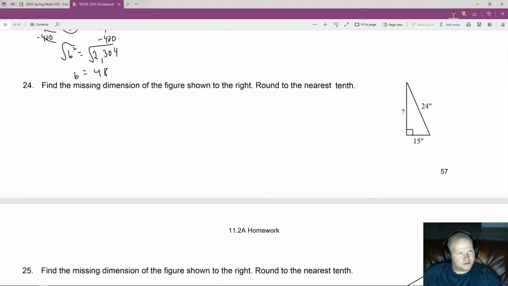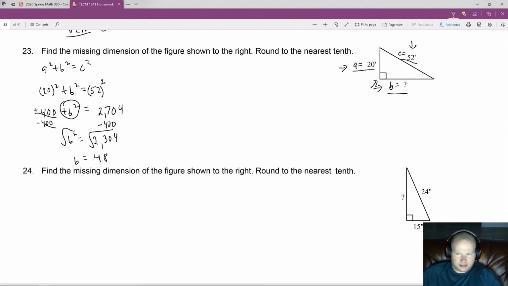Next, we have number 24, which is another right triangle. You can tell because of the little right triangle square in the corner. So that means a is unknown. We can say b is equal to 15, and c, the hypotenuse, is equal to 24. You can always tell which one is the hypotenuse because it's directly across from the right triangle sign. So this is always going to be the hypotenuse, the one directly across from the right triangle sign.